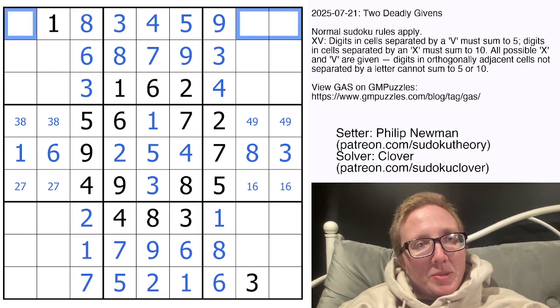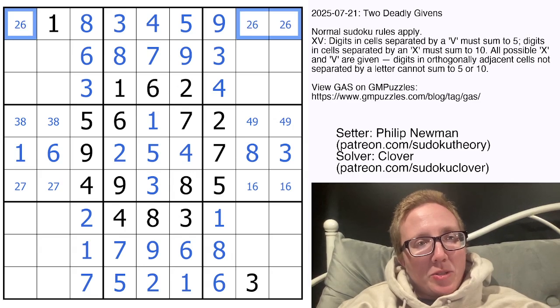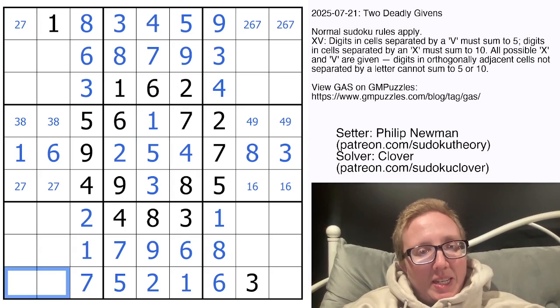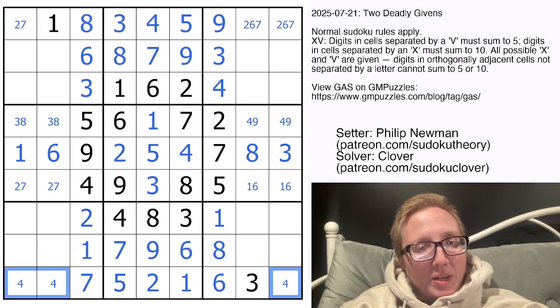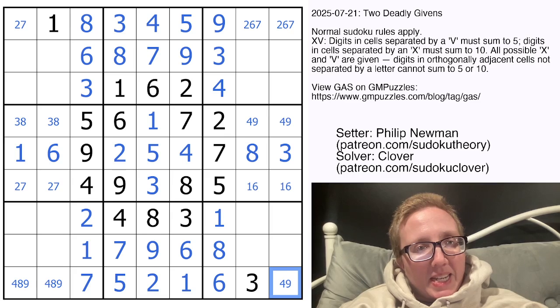Now let's look at these rows. These are going to contain 2, 6, and 7. That can't be a 6. And these cells are going to contain 4, 8, and 9. That can't be an 8.